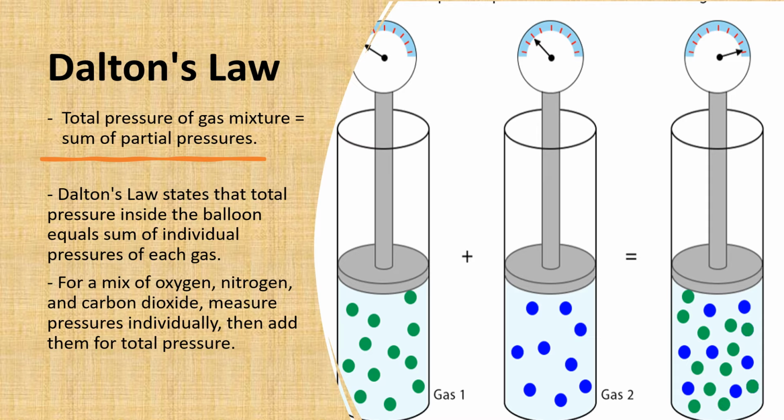So if you have oxygen, nitrogen, and carbon dioxide, each in their own separate balloon, and you measure the pressure of each gas inside the balloons, you can add up those pressures to find out the total pressure if you mix them all together in one balloon. So Dalton's law simply tells us to find the total pressure of a mix of gases, you just add up the pressures for each gas in the mix.